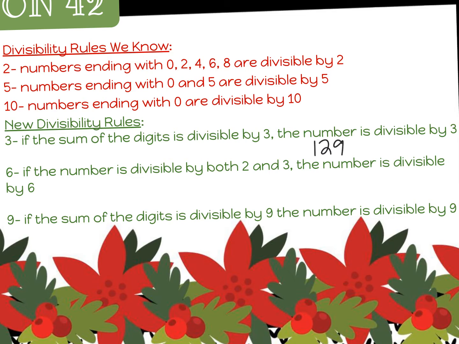If it's divisible by 6, that means that it has to be divisible by 2 and 3. So if it's divisible by 3 and it's also even, then that means it's divisible by 6. Okay? If it's divisible by 9, the same rule applies as it does for 3. If you add up the digits together, then you should be able to divide the sum by 9, and that means the entire number is divisible by 9. So instead of 129, if I had 189, the sum of those digits is 18. 18 is divisible by 9, so 189 is also divisible by 9. Okay, does that make sense?